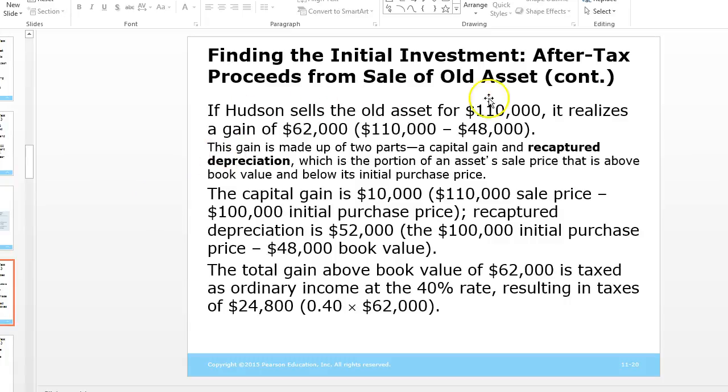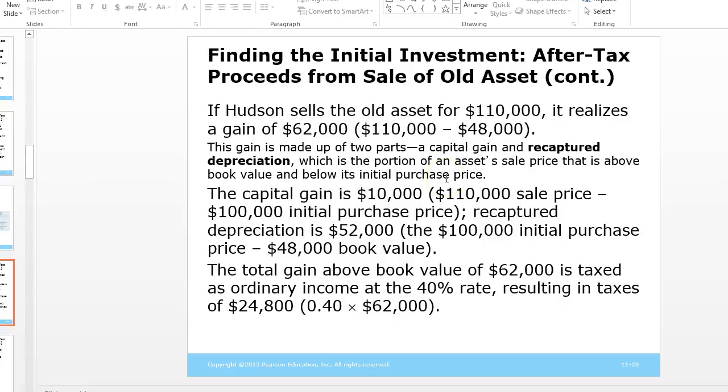Slide 20 basically tells you how much taxes you have to pay on the old asset. If you have recaptured depreciation, you should look up these words, recaptured depreciation and capital gains. They're very important to know. Recaptured depreciation simply refers to the fact that you've been depreciating something over the years, and now it winds up that you sell it at a higher value. Okay, you're not allowed to write off something and then not pay taxes on it.